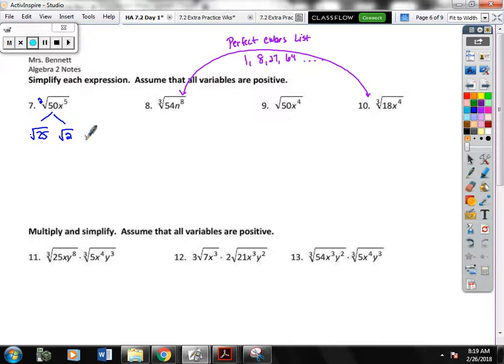So for x to the 5th, I might do the square root of x to the 4th times the square root of x to the 1st. 4 plus 1 is 5. And then that way, we know we can take the square root of any even exponent. So we'll take the square root of 25, which is 5. We'll take the square root of x to the 4th, which is x squared. Oh, it says assume all the variables are positive, so you don't have to worry about absolute values. And then the other things, we can't take the square root of 2 and we can't take the square root of x. So those will just go back together under one root. So these stay outside, 5x squared, and 2x stays inside.